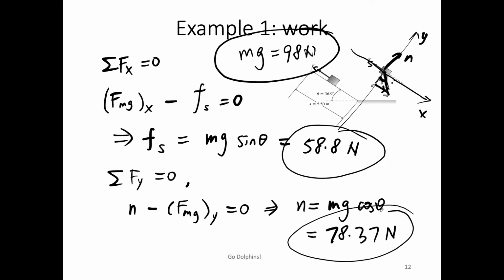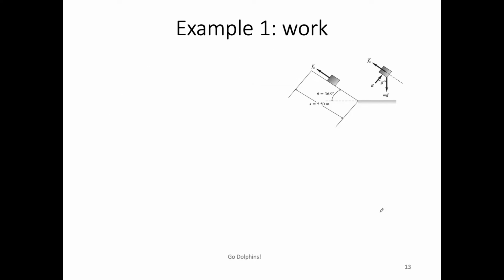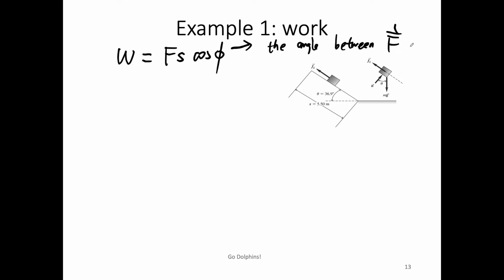Now I think I'm ready to calculate the work done by the three forces. Now put the master equation I need to use here. Work equals F times S cosine phi. I use phi here so we don't confuse phi and the angle of the incline theta. Remember, phi is always the angle between the F you want to find the work of and S.